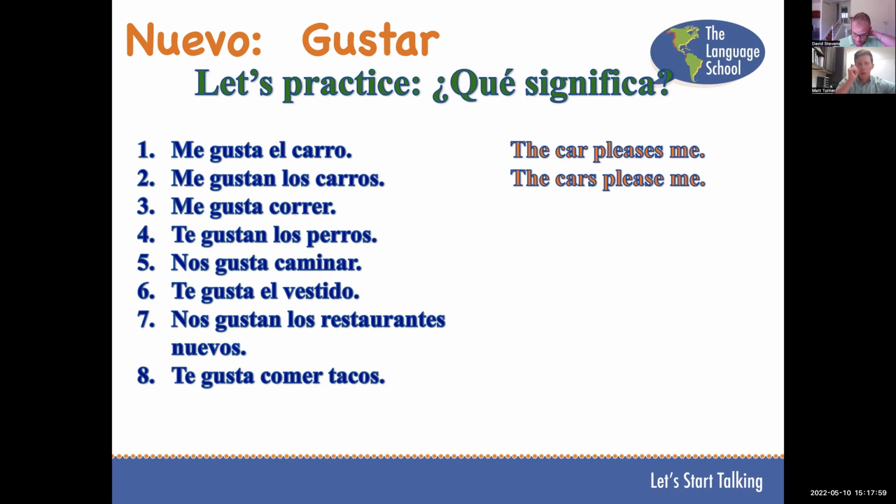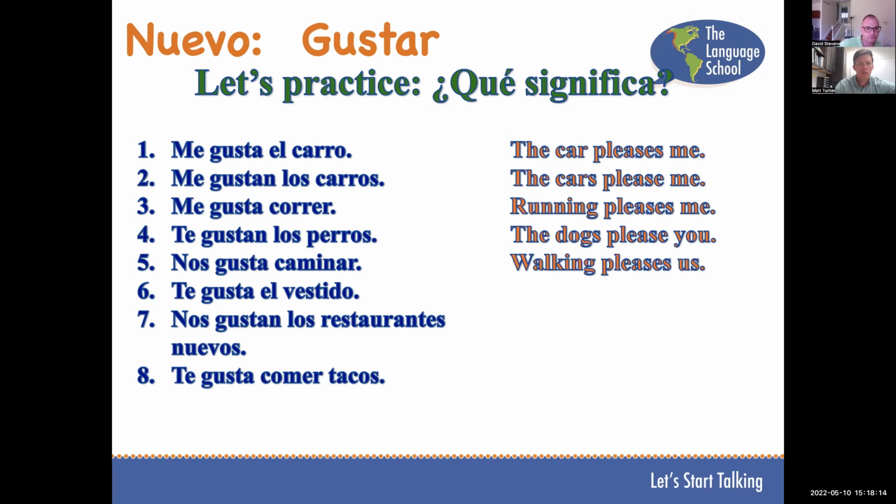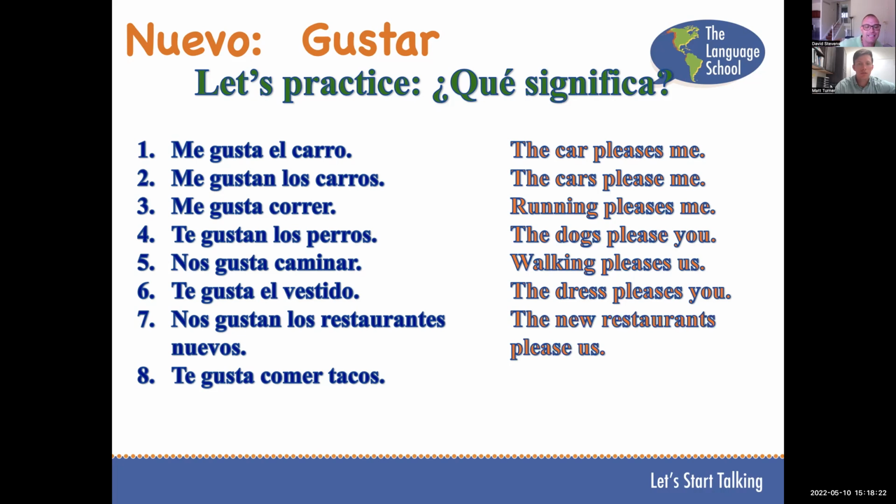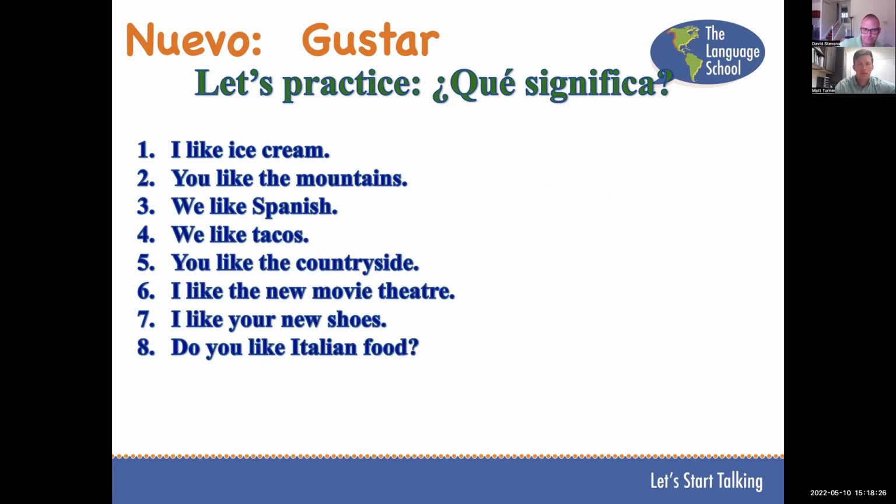Okay. Me gusta correr. I like to run. Te gustan los perros. I like the dog. Oh, you like the dogs. There you go. Nos gusta caminar. We like to walk. Te gusta el vestido. You like the dress. Nos gustan los restaurantes nuevos. We like new restaurants. Te gusta comer tacos. You like to eat tacos. Muy bien. All right, now, how would you say this in Spanish?